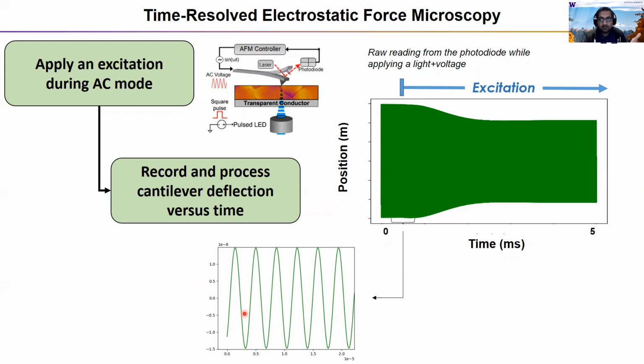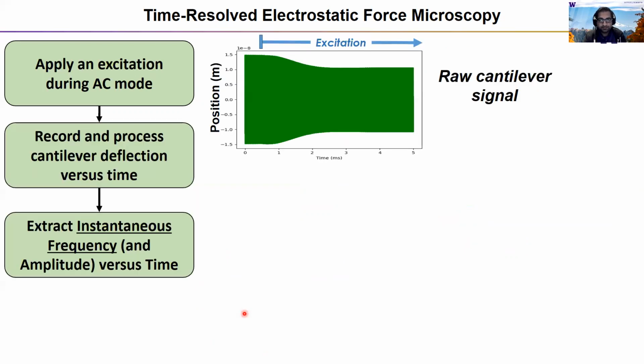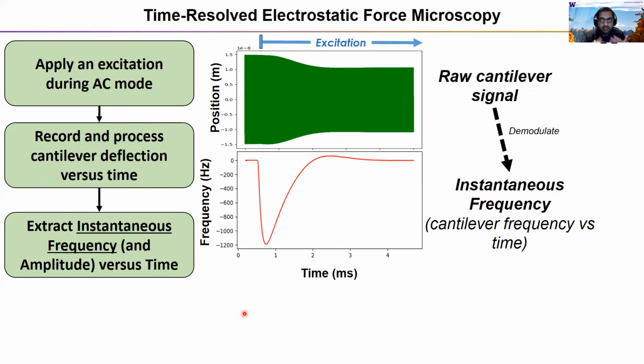So that means we take our cantilever, we apply an excitation to it, and we record it. The final step, once we have our raw cantilever signal, is we demodulate it to get the instantaneous frequency. This could be done in a number of different ways. I think MATLAB even has a built-in function called demod. We can use the Hilbert transform or short-time Fourier transform or wavelet transforms, anything that converts the signal versus time into a frequency versus time.